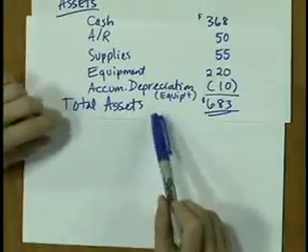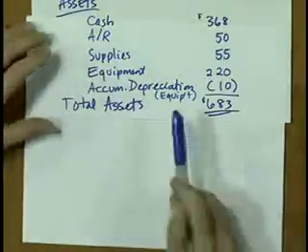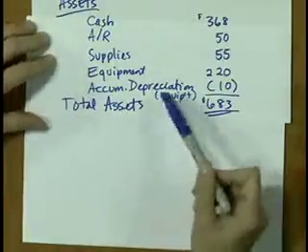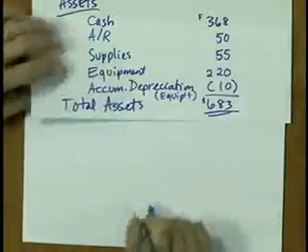And they're actually reported separately too in the financial statements. So if you go to the notes of any set of financial statements, you'll actually see a separate accumulated depreciation for each broad category. All right.